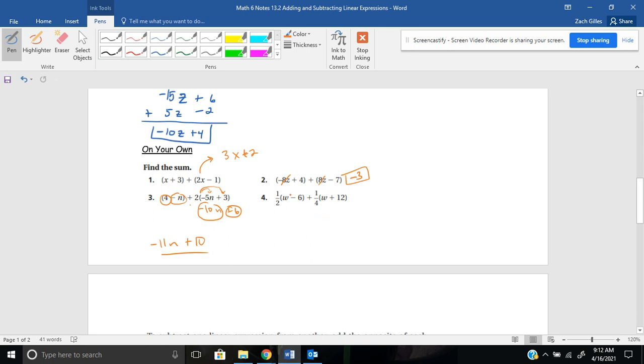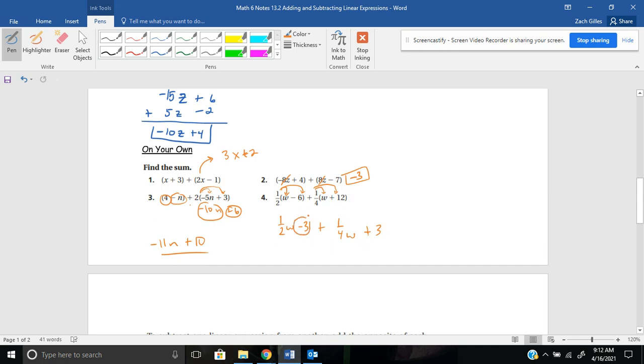And then lastly, you'd have to have both of these. So half w minus 3 plus a fourth w plus 3. When you do that, let me just make that a little more clear here. 1/2 w minus 3 when you distribute your half to everything. And 1/4 w plus a fourth times 12 is 3. A fourth of 12 is 3.